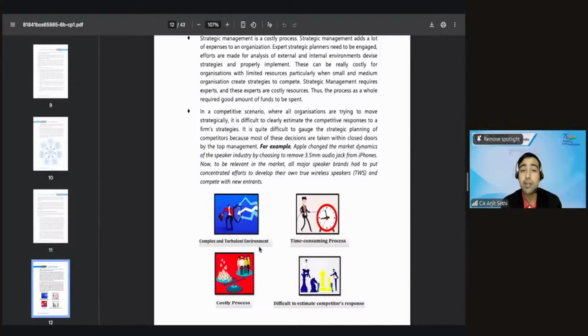Number two, time consuming process. You spend days, you spend weeks, you spend months planning for things, working on things, evaluating things, implementing things. Itna time, sometimes you don't have so much time.